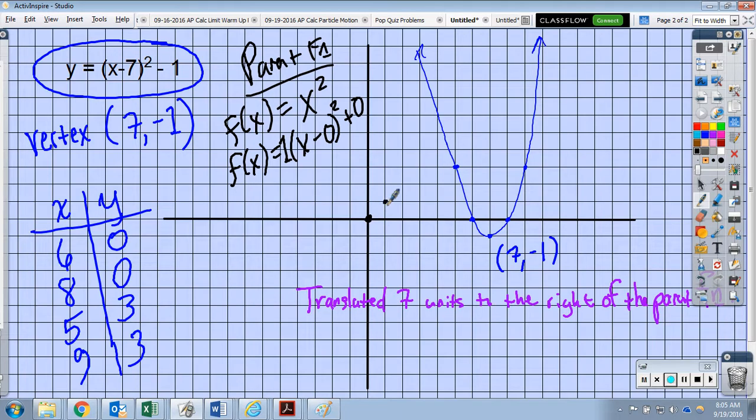Now when we plug in -1, because we know it's symmetrical, we should have this.